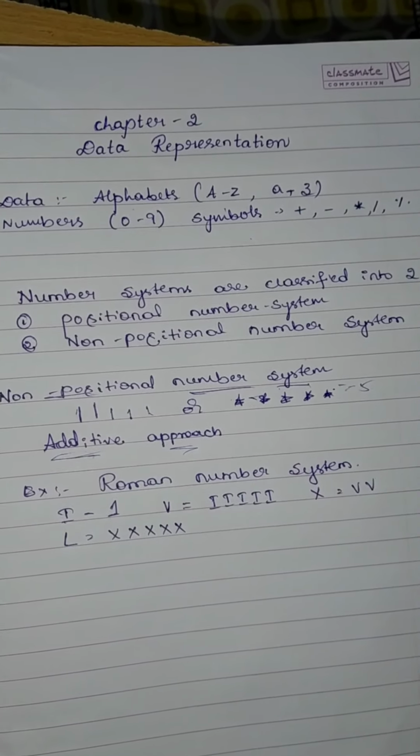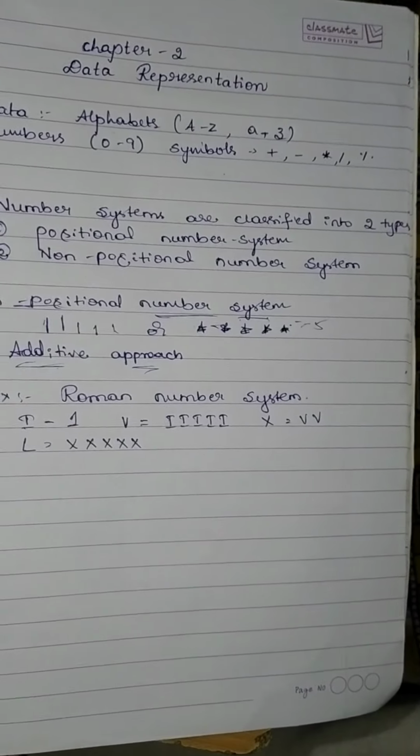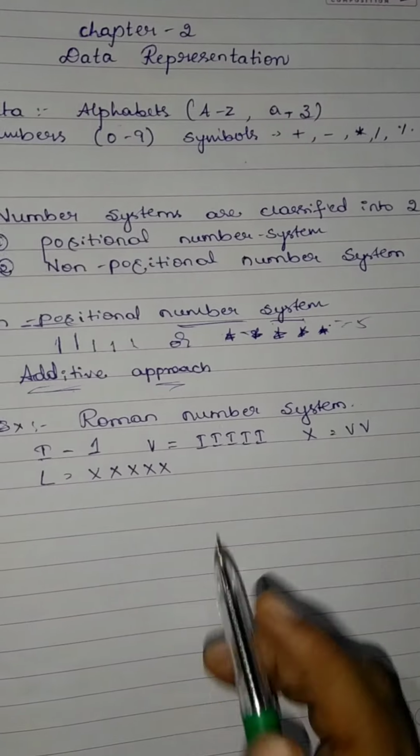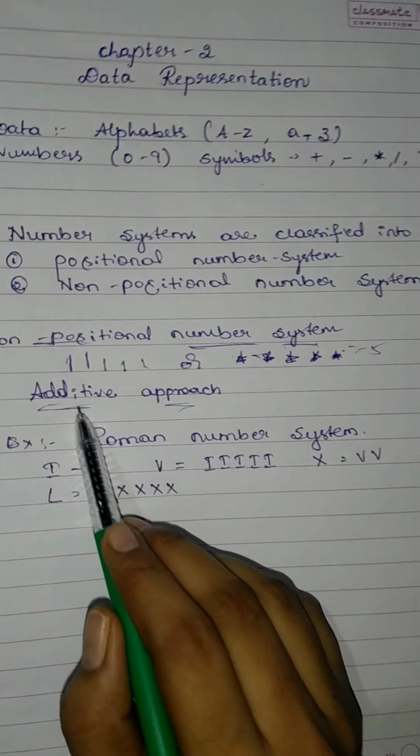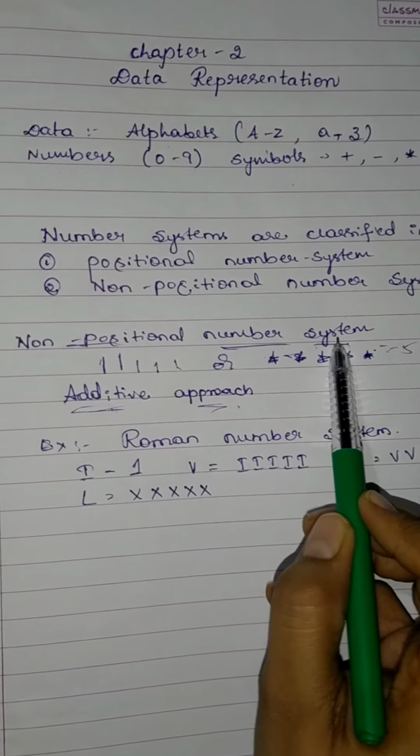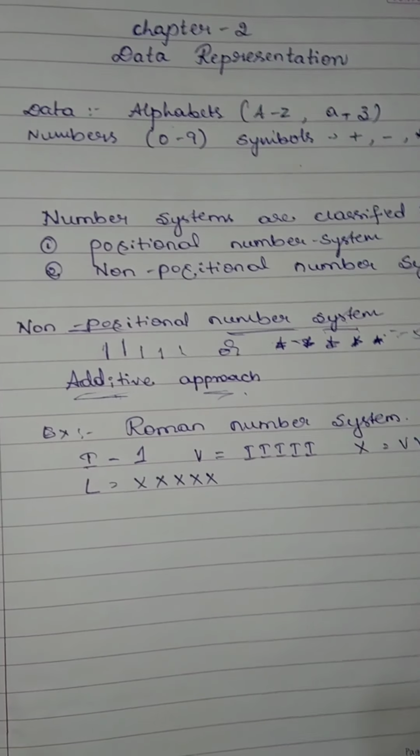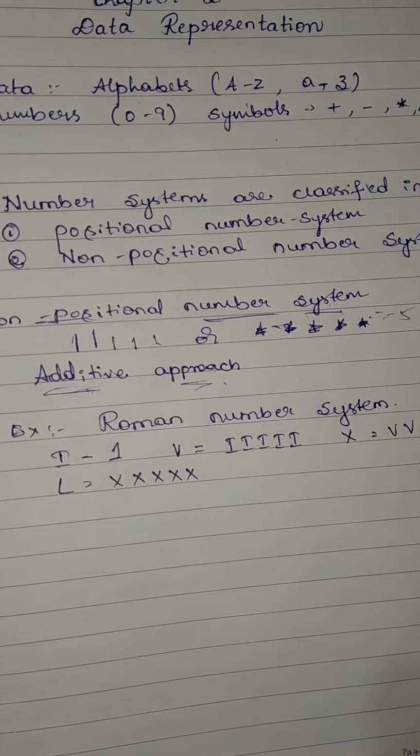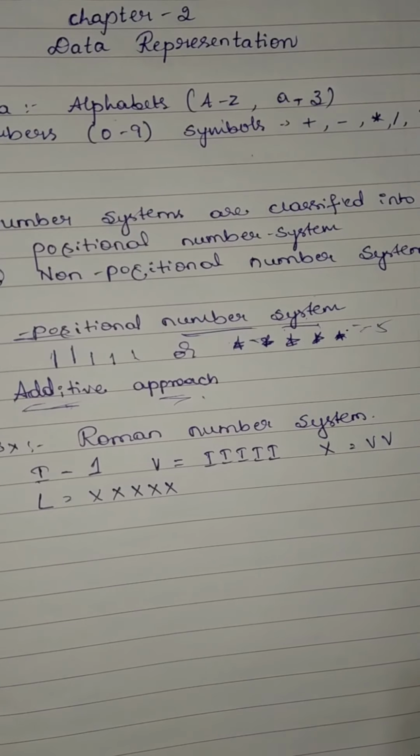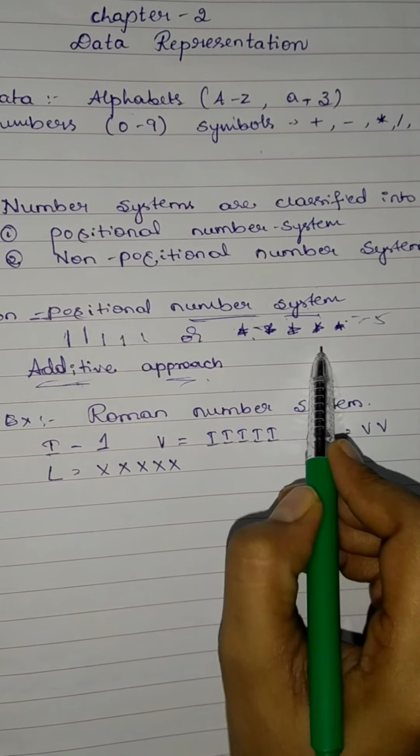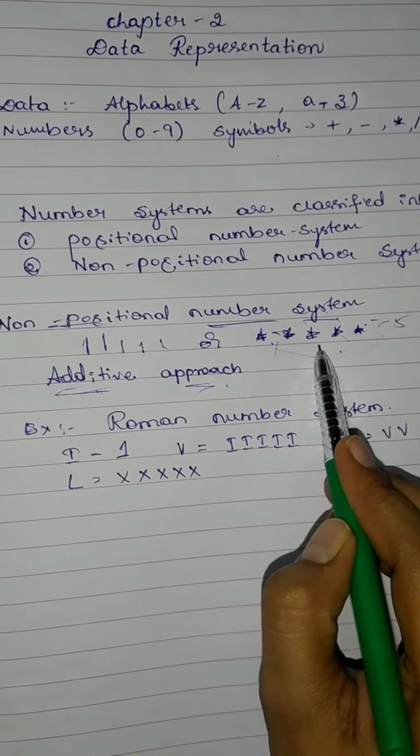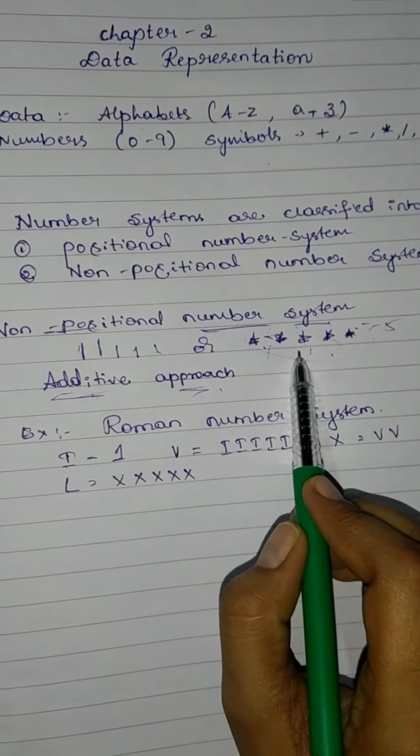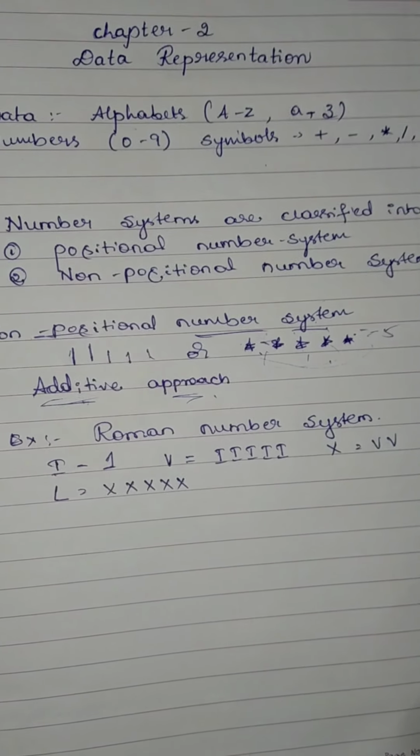The overall value was the sum of all the individual values of the elements used. This kind of approach is known as the additive approach or non-positional number system. It should be immediately obvious that this type of system is very inconvenient when we are attempting to represent large quantities. If I want to represent 10,000 or 20,000, this kind of approach is not so efficient. That's why the non-positional number system is not so effective.